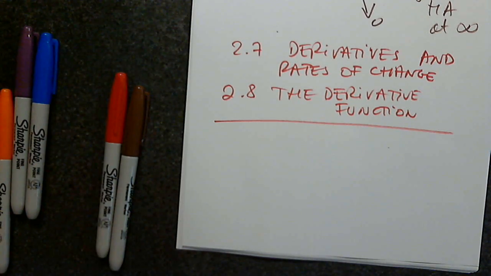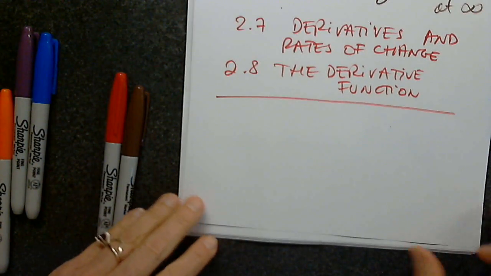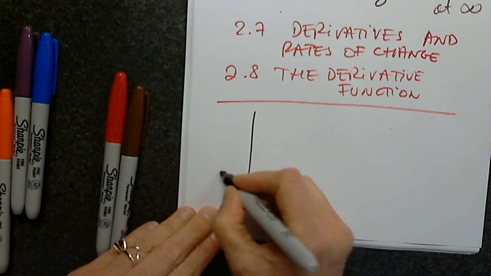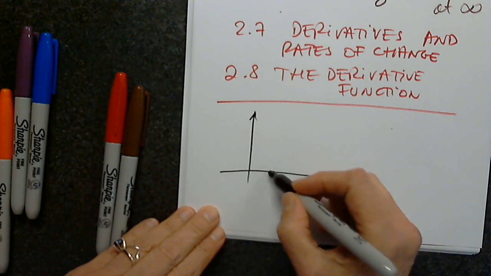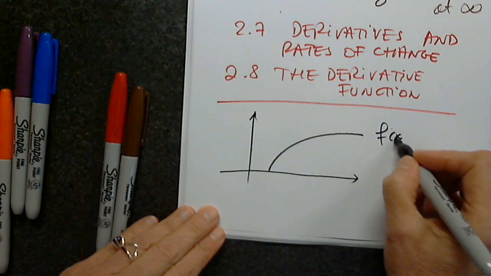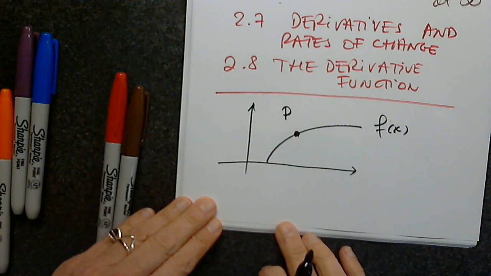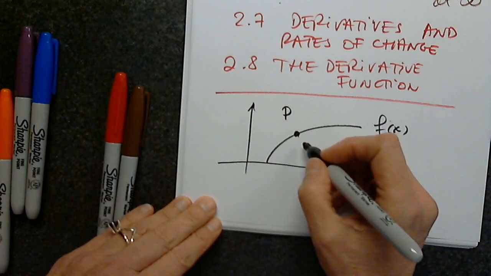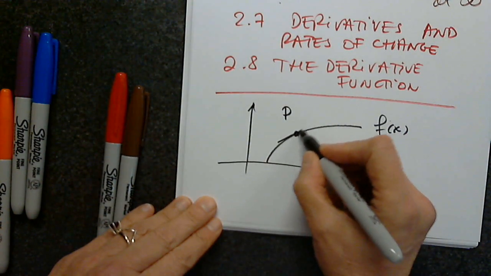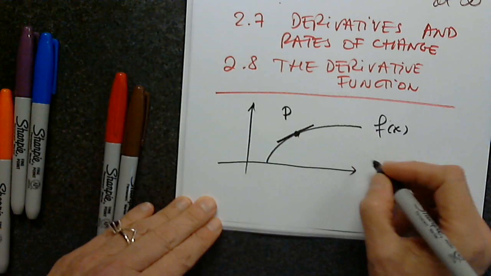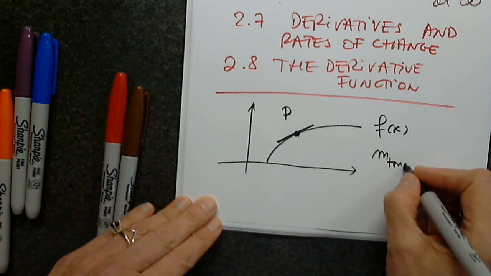Okay, so let's go back to the first day of classes, basically. So this is our function f of x. Of course, this is our point P. And I would like to determine, find the slope of the tangent at P.